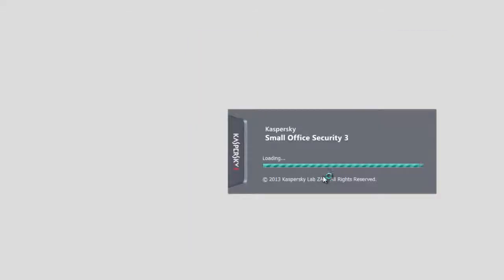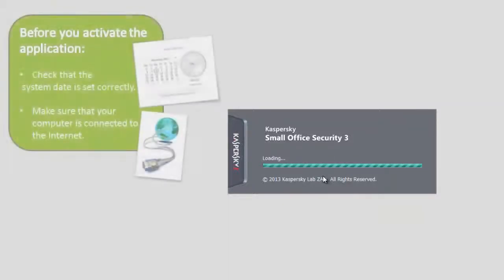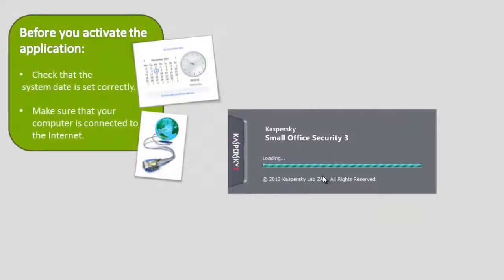During the first run, the application will ask you to select the activation method. After the activation, you will be able to use a fully functional version of the application for a certain period of time. Before the activation, make sure the system data is set up correctly. Make sure your computer has access to the Internet.